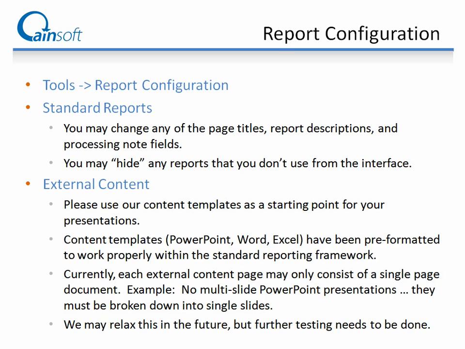So the first thing we're going to talk about here is the report configuration and the things that you need to know about that. You can get to report configuration from the Tools menu and then select Report Configuration. Standard reports will allow you to change the page titles of the reports, the report descriptions, and some of the processing note fields. You can also hide any of the standard reports from the interface if they're not practical.